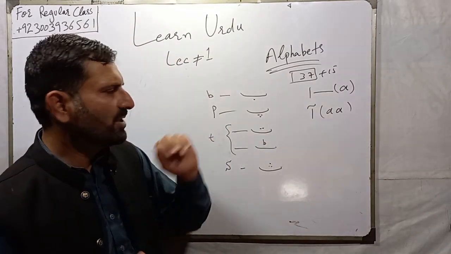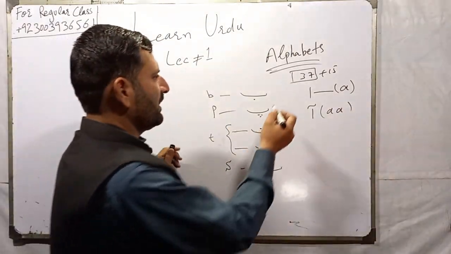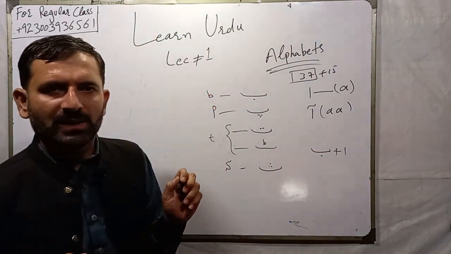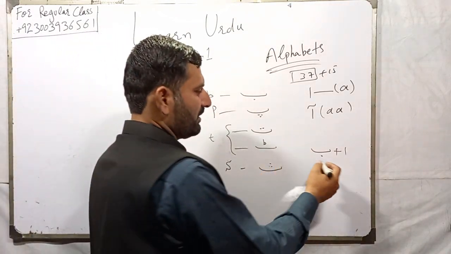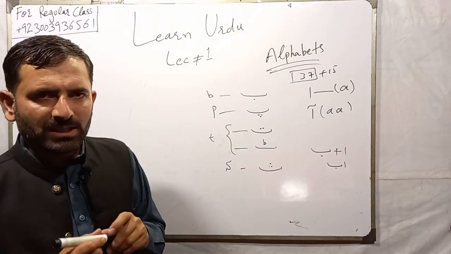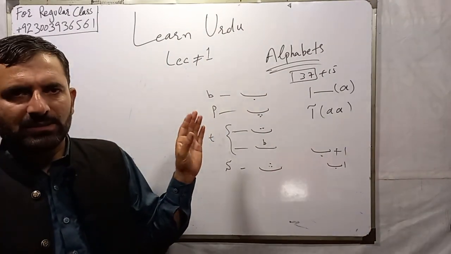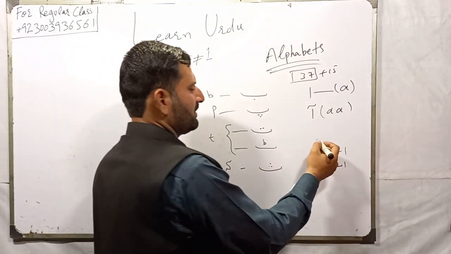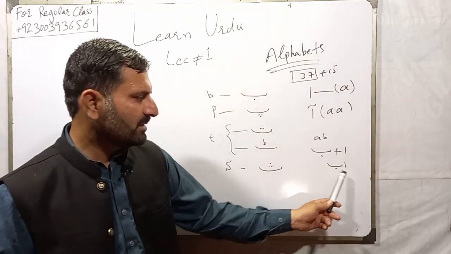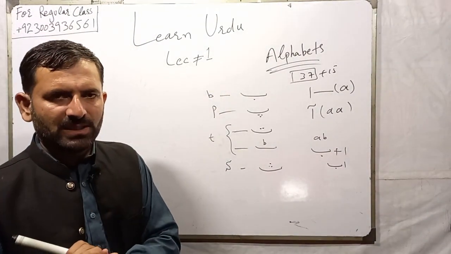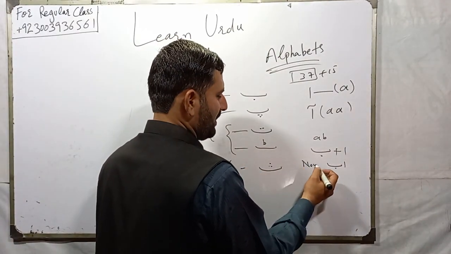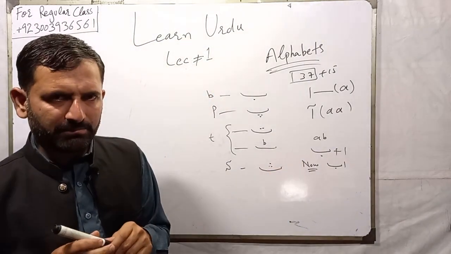Simply, if we join these letters, like Alif and Be, it sounds as ab. In English, we join letters in a separate way, just as a, b, ab. This is ab. Ab means now. In English, we say it now. Ab.